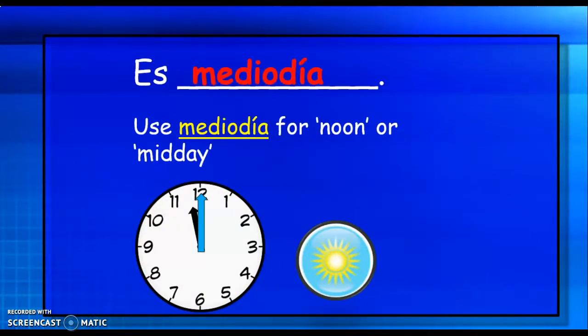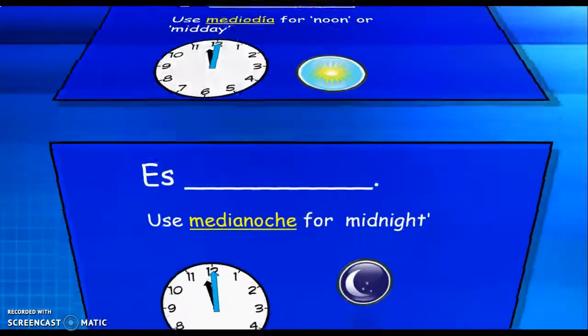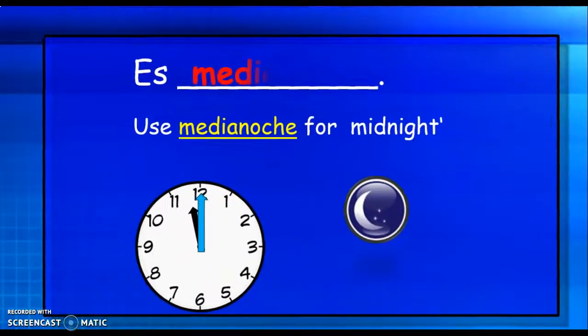If it's 12 o'clock noon in Spanish, you would say es mediodía. And if it's midnight, you would use this expression, es medianoche.